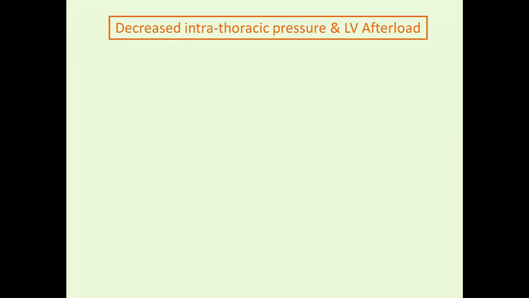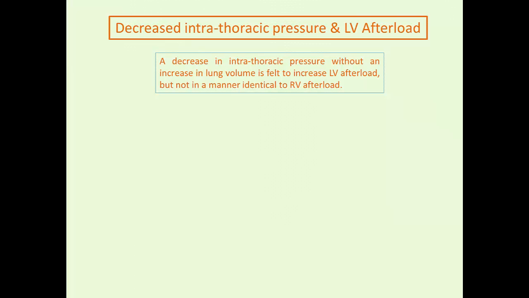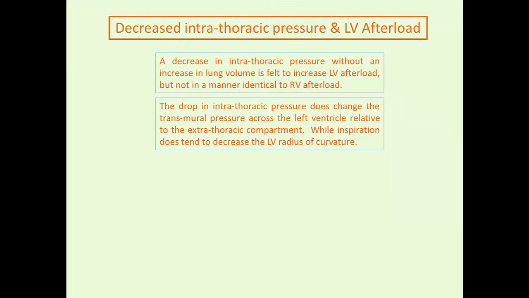A little bit more about decreased intrathoracic pressure and the LV. Talked about preload, talked about afterload. A decrease in intrathoracic pressure without an increase in lung volume has certainly been demonstrated in multiple studies to increase the left ventricular afterload, but not in a manner identical to the RV afterload, as we talked about. A drop in intrathoracic pressure changes the transmural pressure across the left ventricle and aorta during systole, because during systole, the LV and the aorta become a continuous column of blood. It changes the transmural pressure gradient across the intrathoracic to the extrathoracic compartment.